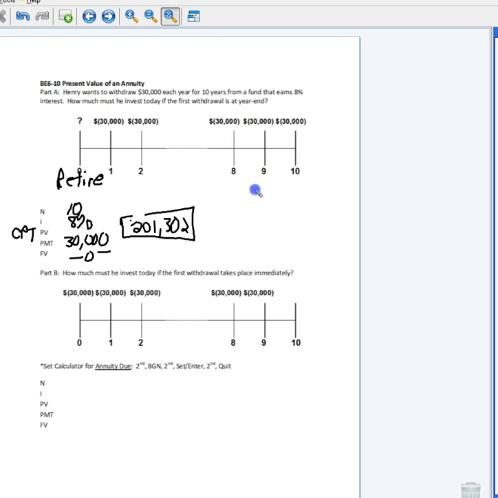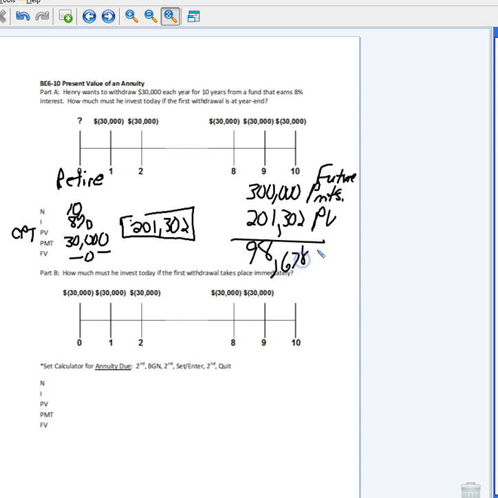So let's look at the future. He's going to have payments made out to himself, or withdrawals. So his future payments are $300,000. It's costing him $201,302 today, so that's the present value. The difference between an amount today and amounts in the future is interest. So he will have earned $98,678 of interest over the 10 years.